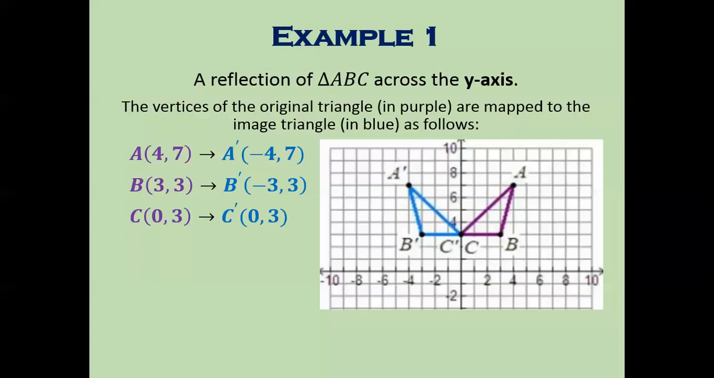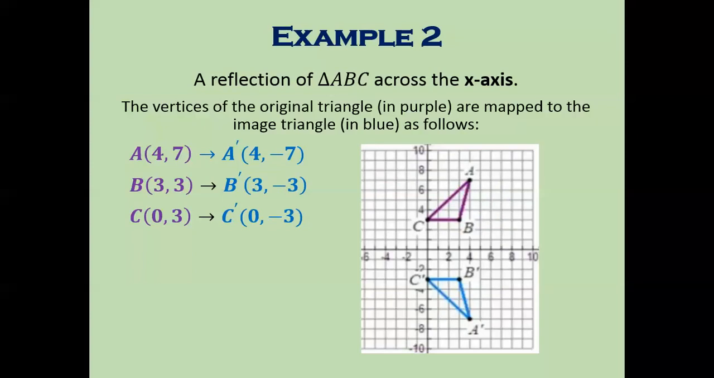Example 1 shows the reflection of triangle ABC across the y-axis. It's mapped to triangle A prime, B prime, C prime. You can see the notation that we use to show the pre-image point, labeled point A or B or C, and then the image point, labeled A prime, B prime, and C prime. The mapping is indicated with the arrow leading from the pre-image to the image point. Here's another example. This is a reflection across the x-axis, showing the pre-image points mapped to the image points.